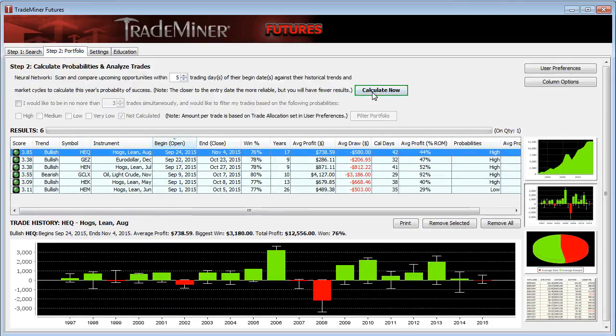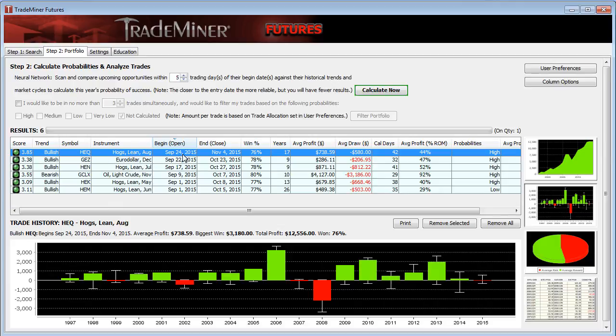In my portfolio, I've run the probability calculation. You can see most of them have come out pretty high for us. The one I'm particularly interested in is this lean hogs contract. Now today is September 21st, and this starts September 24th, so we've got a couple of days before this one starts.